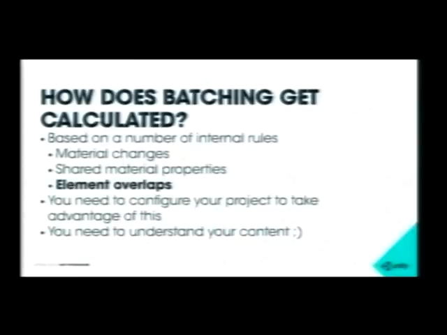So how does batching get calculated? As you saw earlier, it's based on a number of rules, such as material changes or shared material properties. In addition to this, in the UI system, we also look at which elements overlap, because if elements overlap, they can potentially not be batched together if they have different materials. What this means is that you need to configure your projects to take advantage of batching in the UI system. And for that to happen, you need to understand how your content is created, the textures you're using, and the materials you're using in your scenes.